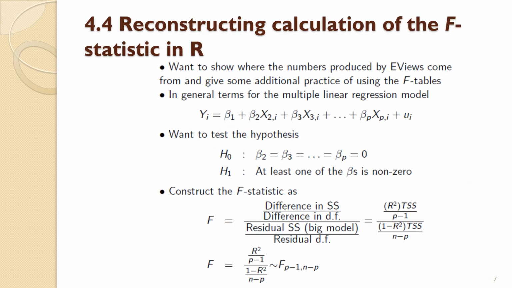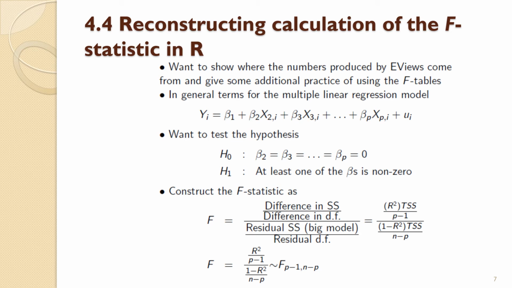So I wanted to show where the numbers produced by either EViews or R come from. I've said on the slide that this gives you some additional practice using the F tables. Really that's not so important this year. That's only important in years when there isn't a global pandemic and students do sit a formal written exam at the end.